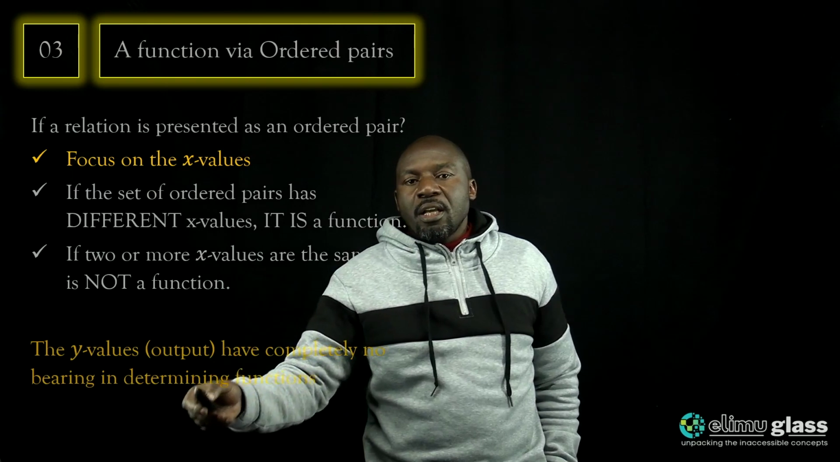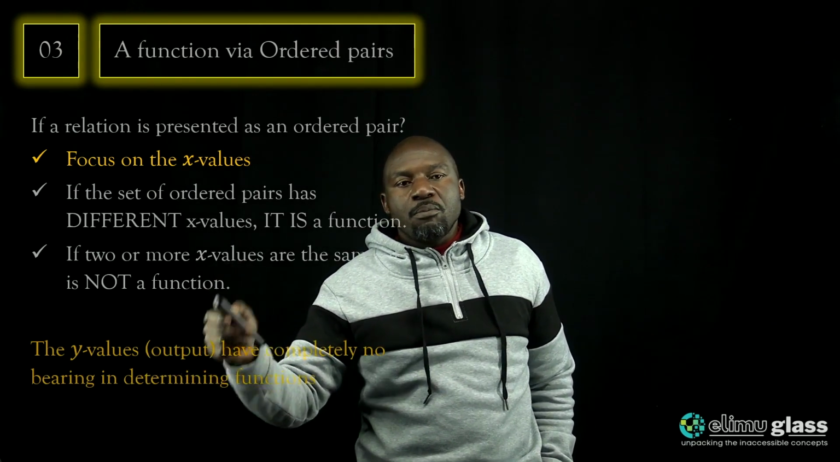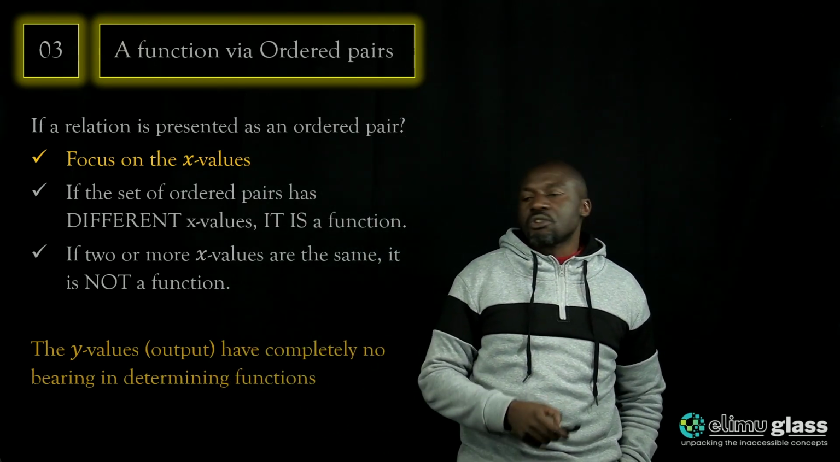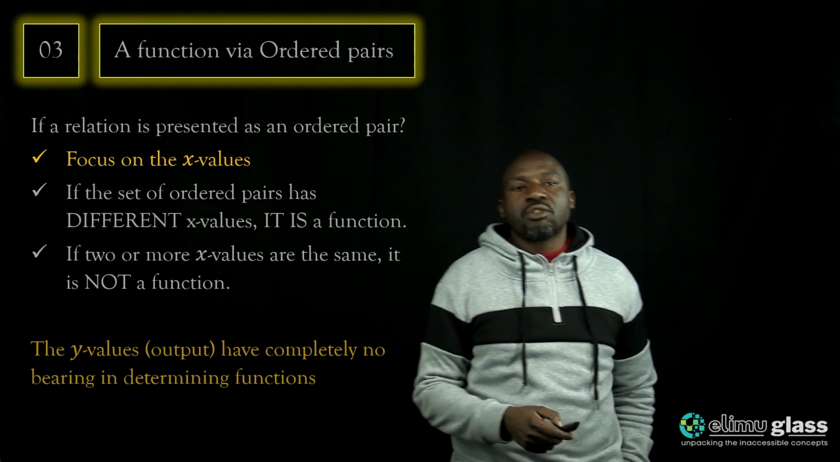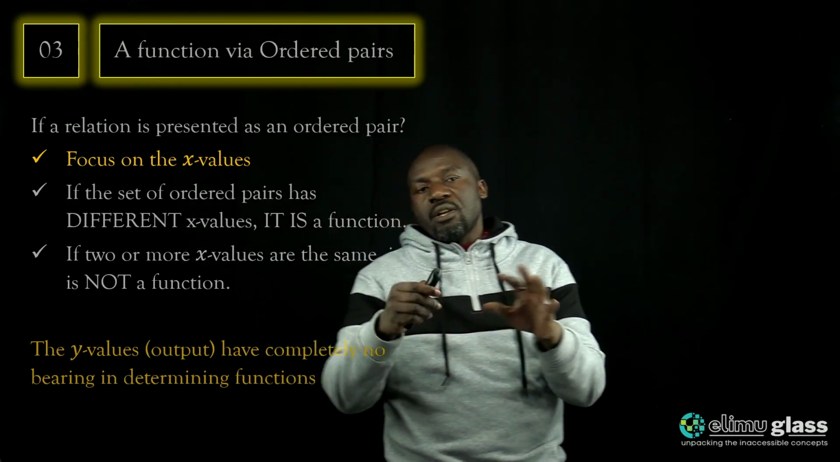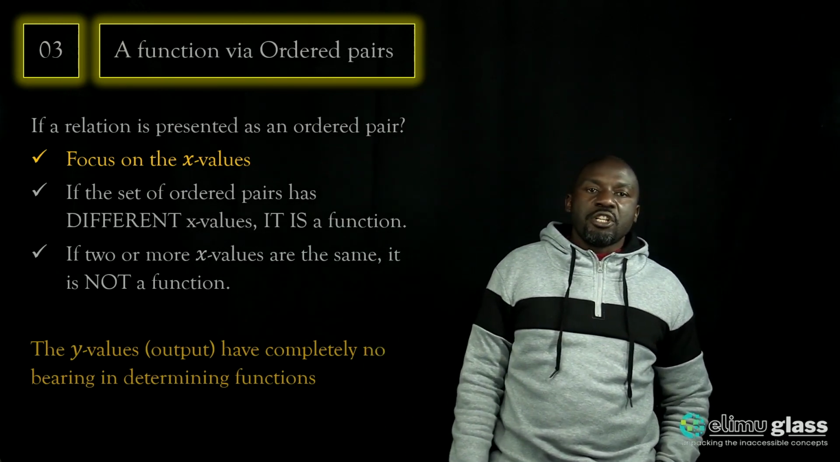But in short, the y coordinates have no bearing completely on whether a relation is a function or not. So we ignore the y coordinates completely. In other words, we deal only with the domain, we ignore the range, okay? Completely, to find out if a relation is a function or not.